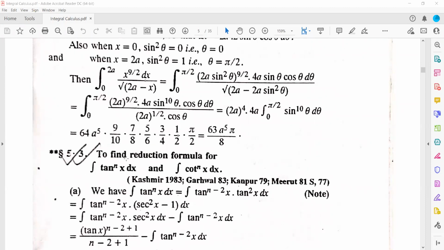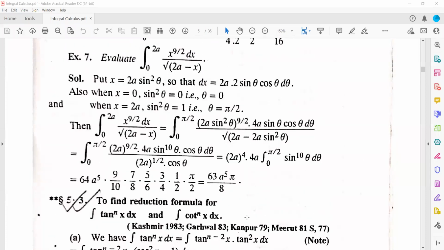In the next class, we'll discuss the reduction formula for more trigonometric functions, like tan and cot. So till today, you practice till this. Is that clear? And in the next class, we'll discuss the reduction formula for tan and cot and more.